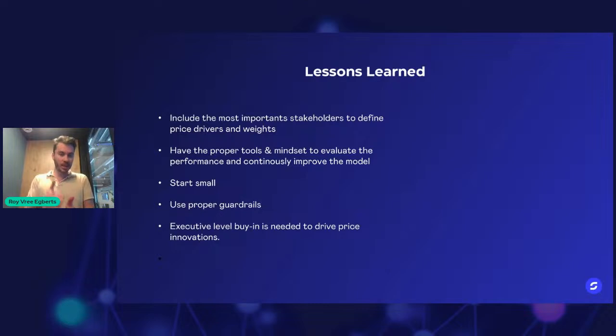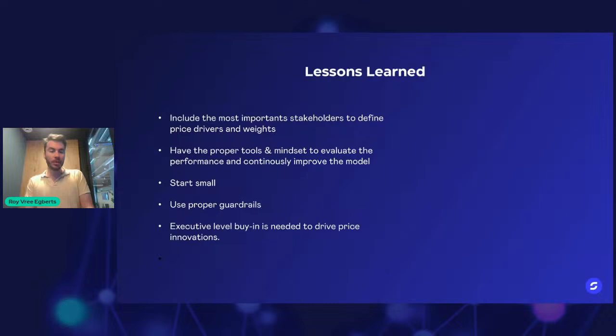But in order to do that, you need to have the proper tools and mindset, and you need to have the learning loops in place. So also start small, as I just said. Don't go with your full product portfolio in there. Start with a specific brand. Start with a specific order part to go through that.